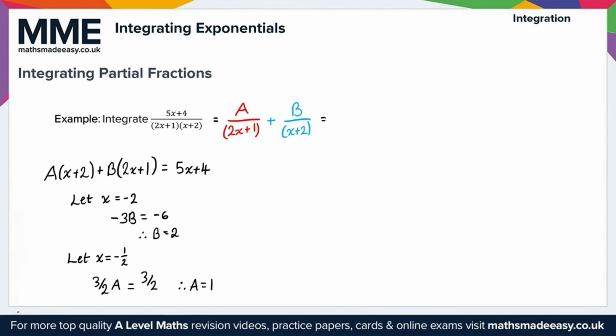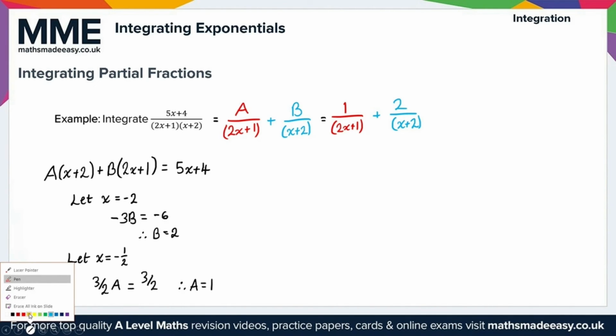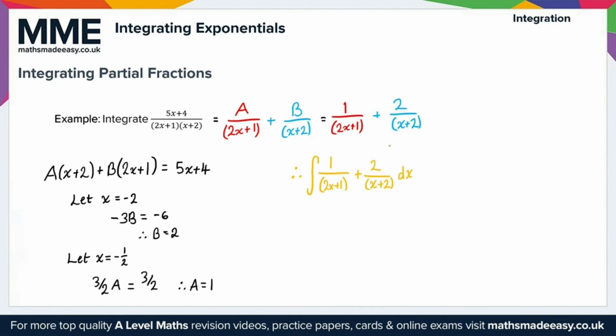So therefore, this is going to be 1 over (2x + 1), and our B is 2 here, so plus 2 over (x + 2). Now what we want to do is integrate this expression, the part that we split up into partial fractions. So what we're looking for here is the integral of 1 over (2x + 1) plus 2 over (x + 2), and we're integrating all of this with respect to x.